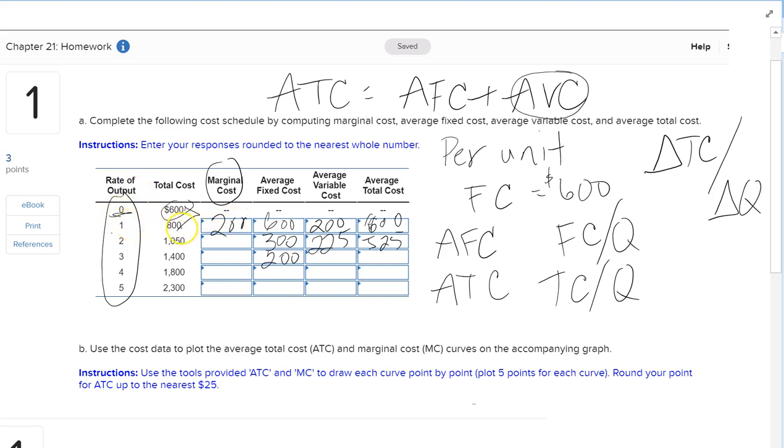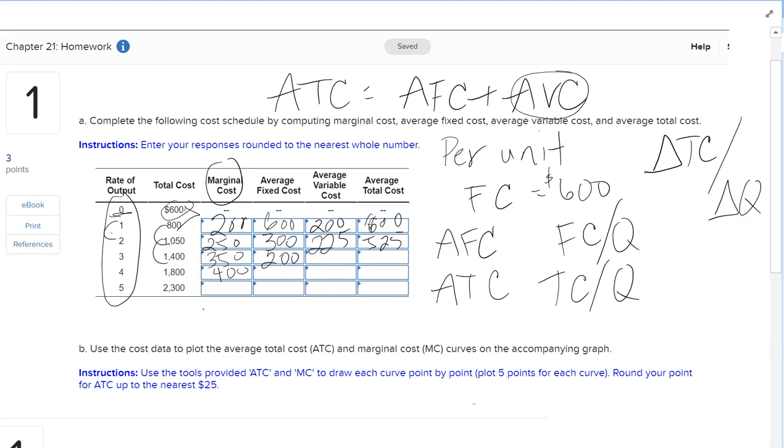The next one is going to be the difference between 1,050 and 800. So our marginal cost is 250 because it's the change in total cost divided by the change in output, which is 1 again. And we're going to continue the same way. And you can see that the next one's going to be 350. Right, it's the change in total cost. And it gets easier from here. And you see that to 1800, the change in total cost is 400, and so on and so forth.